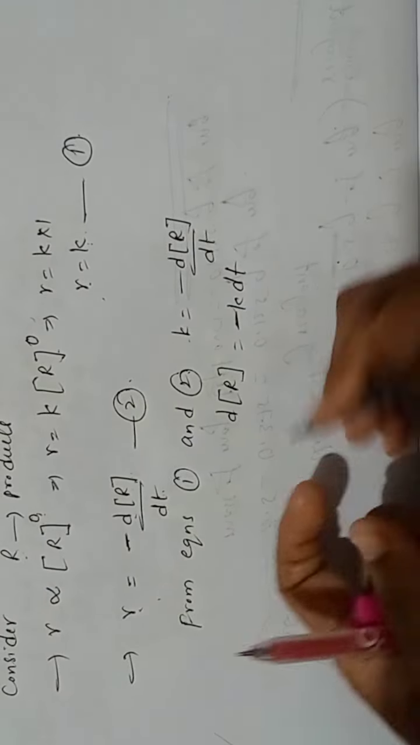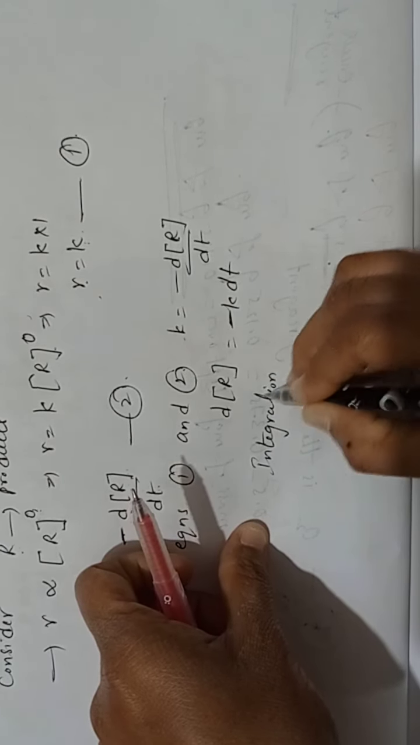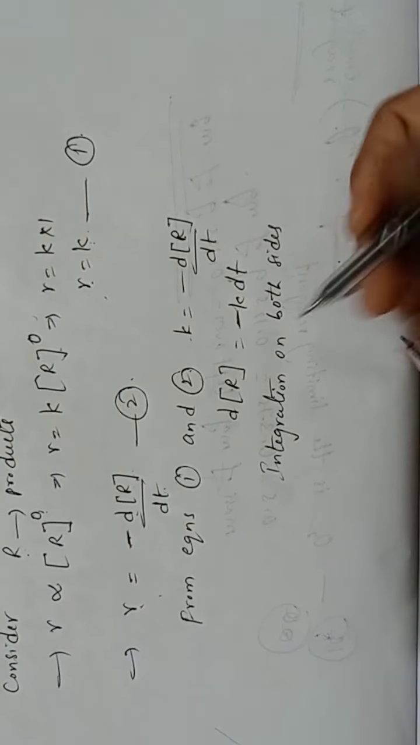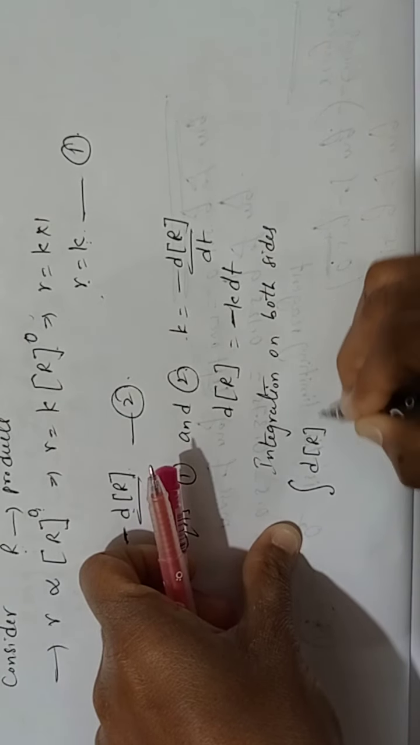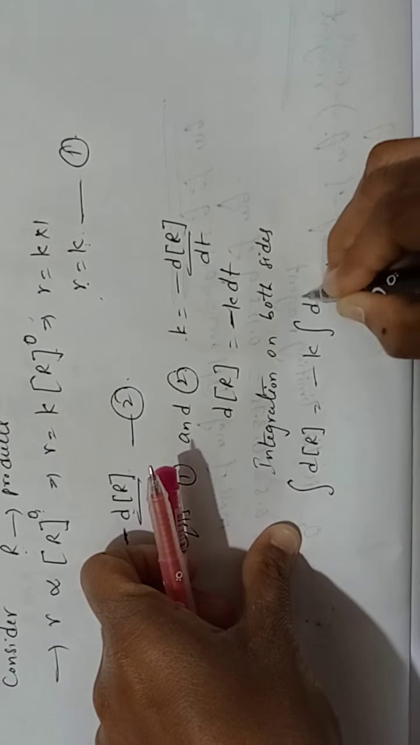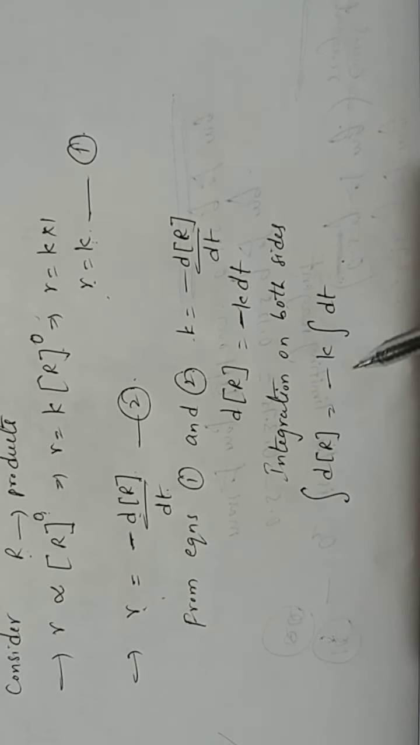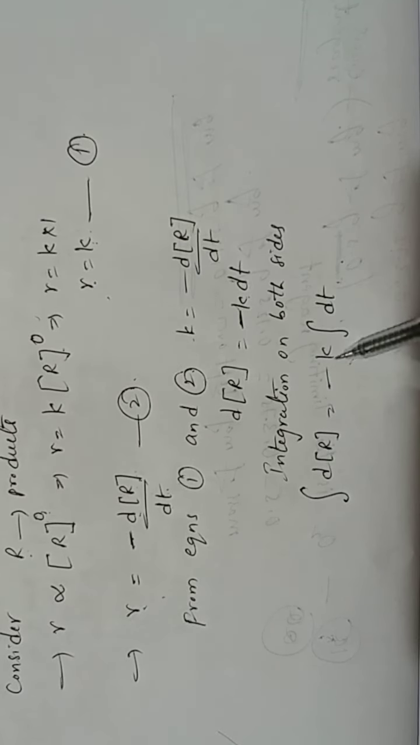Now integration on both sides. When we integrate both sides, the integration of d[R] is equal to minus K into the integration of dt. Here K is a constant, so I am taking it outside the integral separately, minus K into integration of dt.